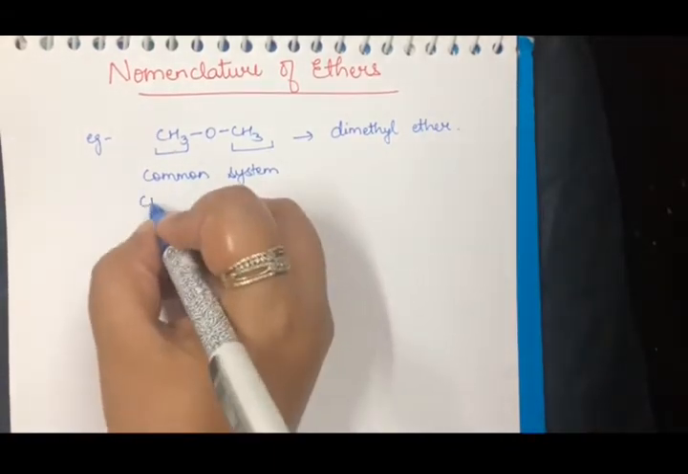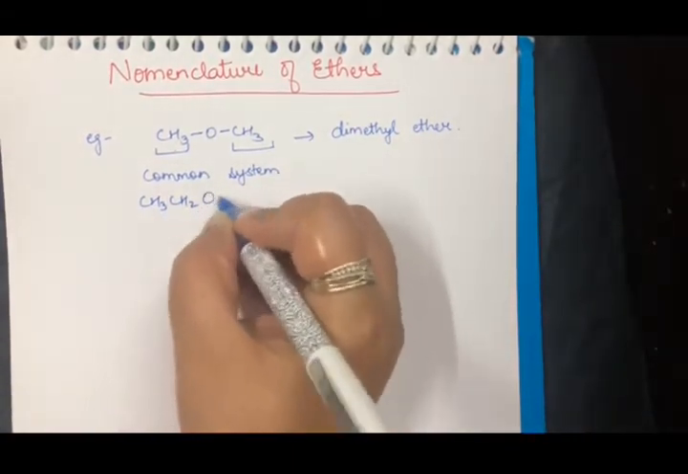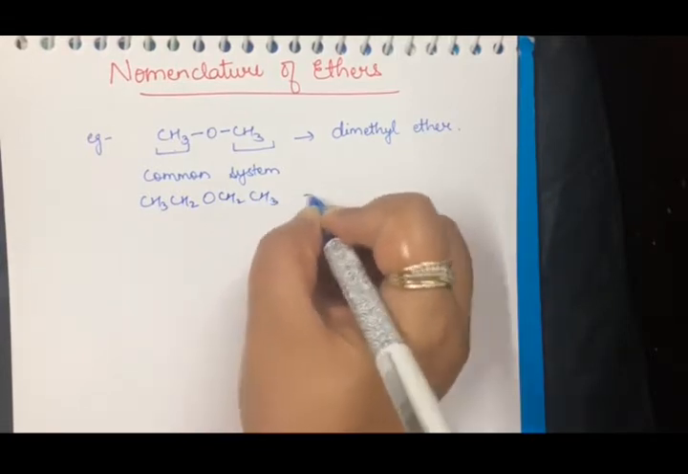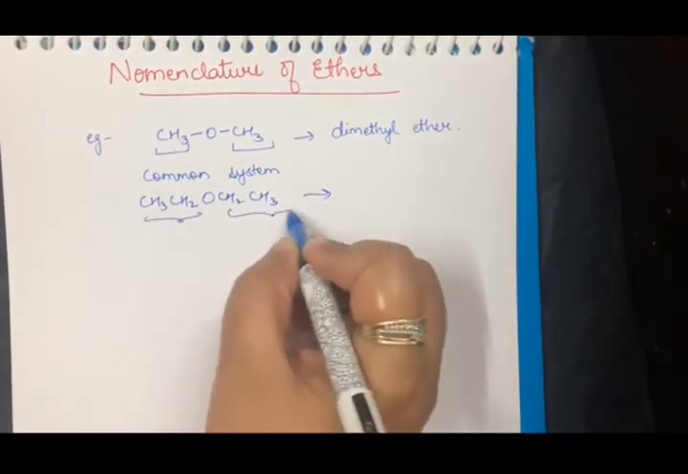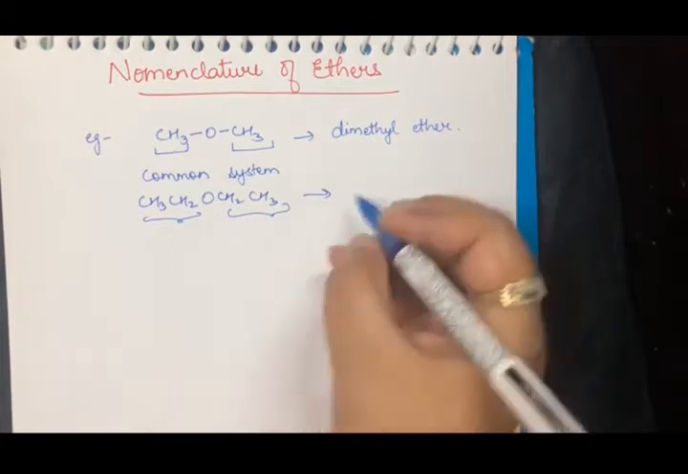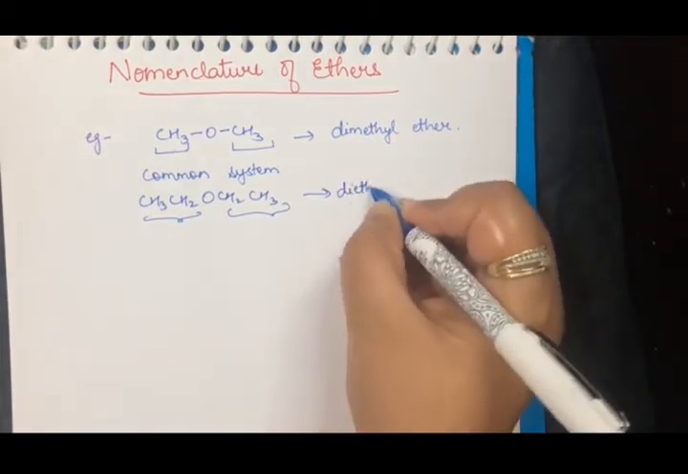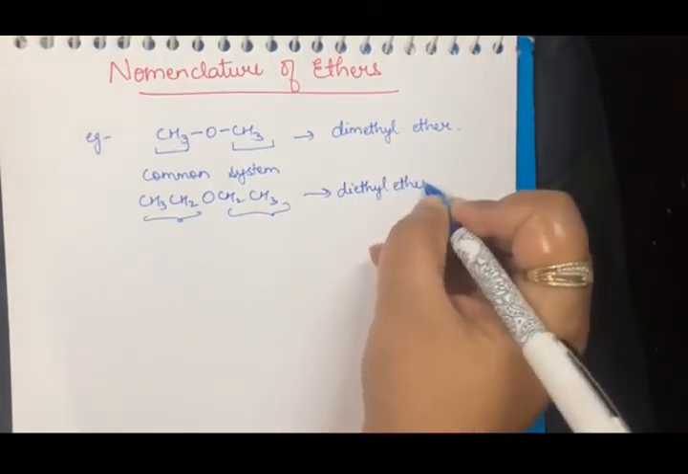Similarly, if I have one like this, I have to identify my two alkyl groups. This is ethyl and this is also ethyl. So I'll call it diethyl ether.